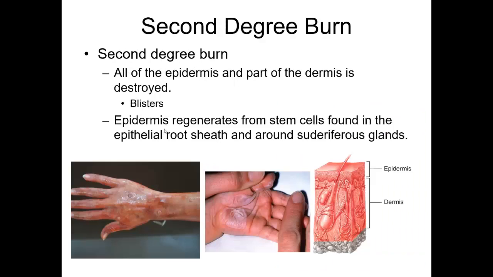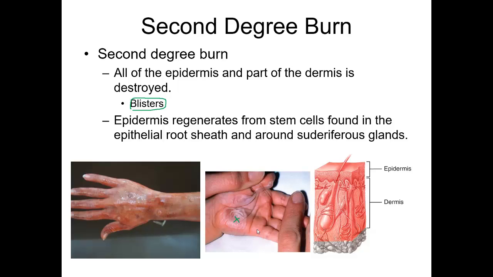A second-degree burn is characterized by blistering. In a second-degree burn, there's usually always blistering. The epidermis in this regenerates from the stem cells in the stratum basale, and the sudoriferous glands, which are the sweat glands, help in the regeneration process as well. So you can clearly see the blistering component in second-degree burns.